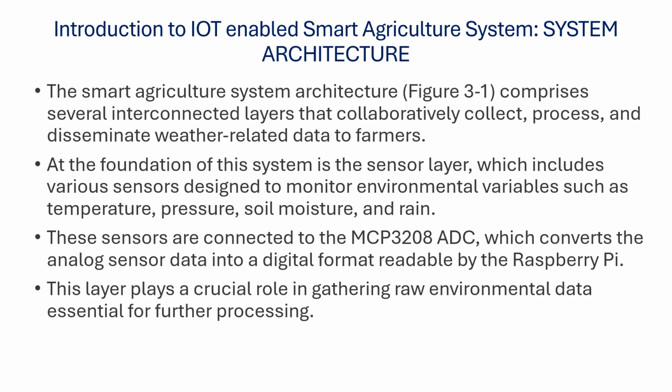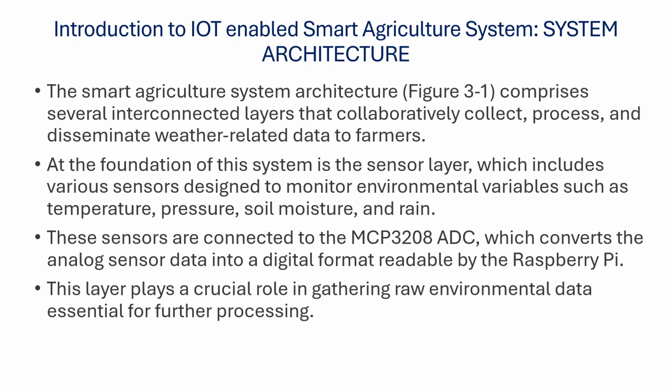The foundation, the base of this system is the sensor layer. You can see from the diagram, we have the sensor layer, which includes various sensors. These sensors perform different functions: the temperature sensor senses the temperature, the pressure sensor measures the pressure, the soil moisture sensor measures the soil moisture, and the rain sensor senses the amount of rain in centimeters. You can see in the diagram.